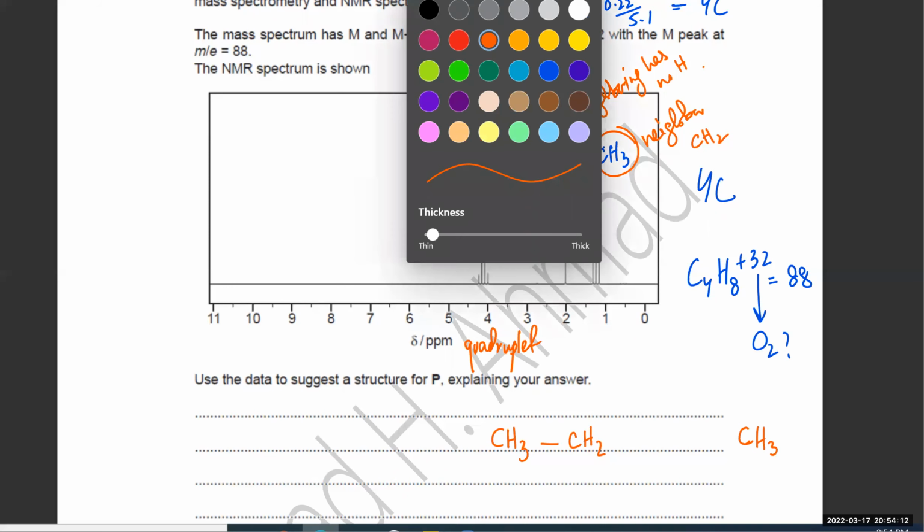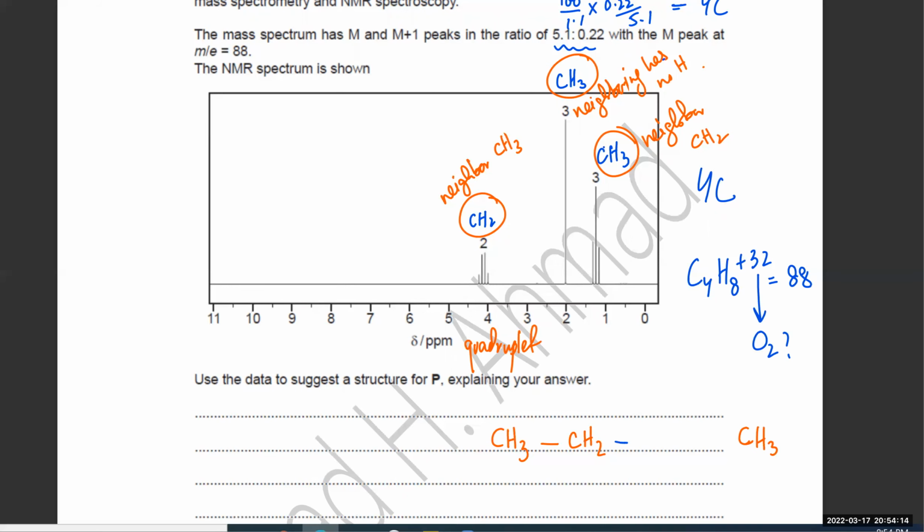So what could be one carbon and two oxygens? That must be an ester. It could be one carbon and two oxygens, right? Because this one is a singlet, I have to keep it far away from the other hydrogens, right? Is that clear?